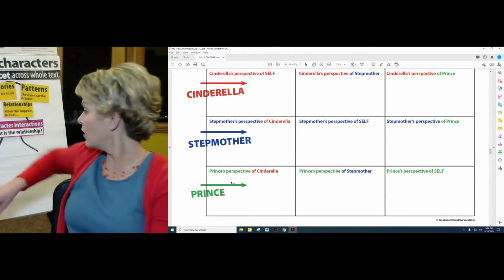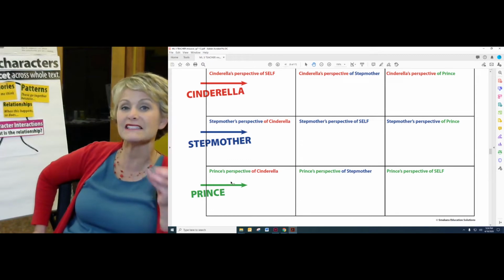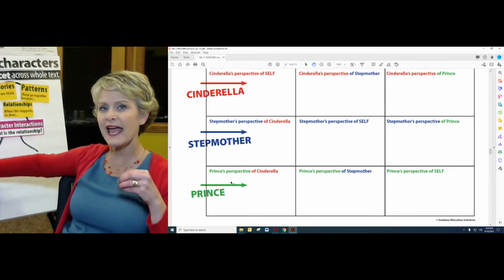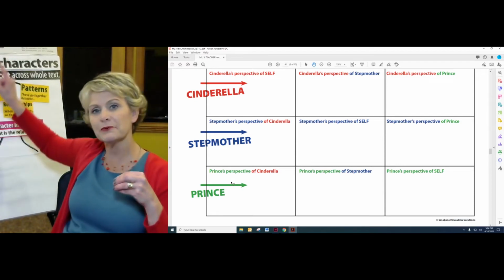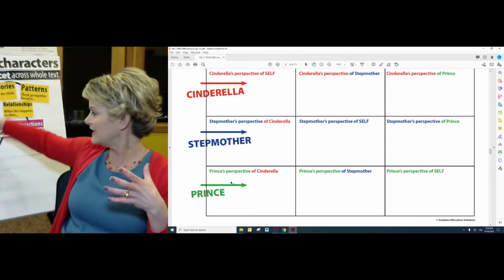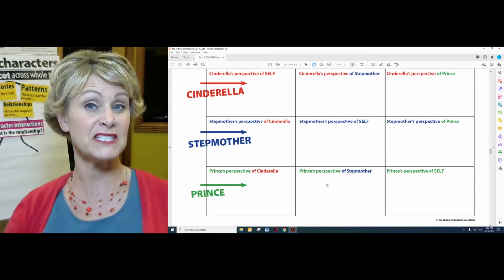What do we know? According to the details you collected, what do we know the prince thinks about Cinderella? And what does the prince say to Cinderella? And what does the prince do for or with Cinderella? And so that's what we're collecting, all right? What's the prince's perspective of his stepmother?